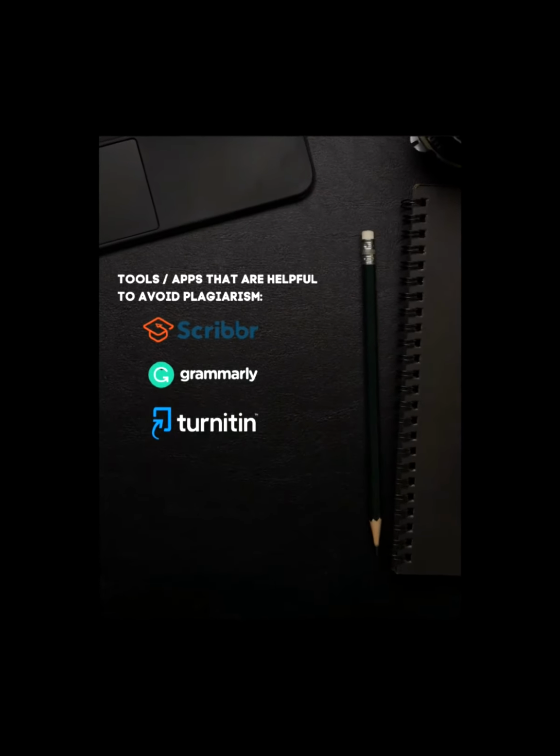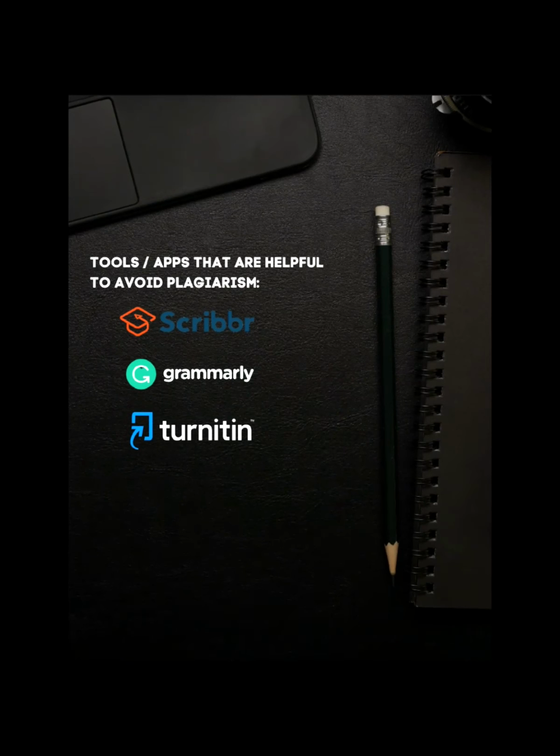A helpful tip is that you can use helpful tools, applications, or websites to avoid plagiarism. One is Scriber, next is Turnitin and Grammarly. Also, you can use different plagiarism checkers to double check your work, especially professional papers.